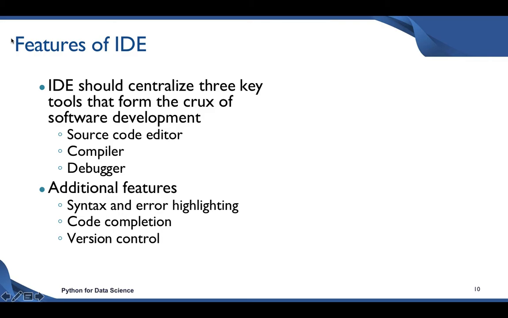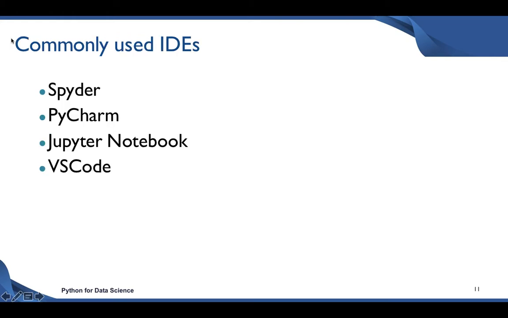We have the source code editor also, we have the compiler also, which compiles your code from source code to your byte code, and then that is machine readable or machine interpretable, right? And the debugger is used for debugging your code to find out the errors and fixing them, right? And additional features which include syntax and error highlighting, code completion and version control. So these are some of the additional features which can help you in writing your code very efficiently. So now we'll talk about what are the commonly used IDEs.